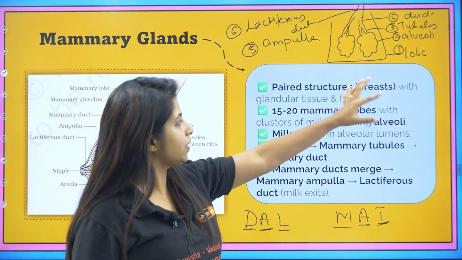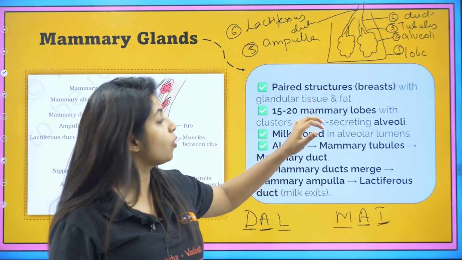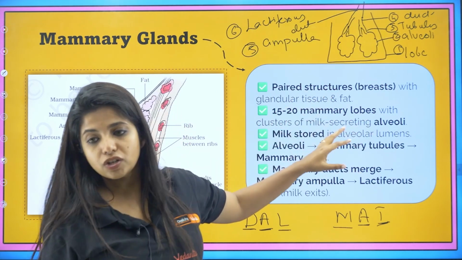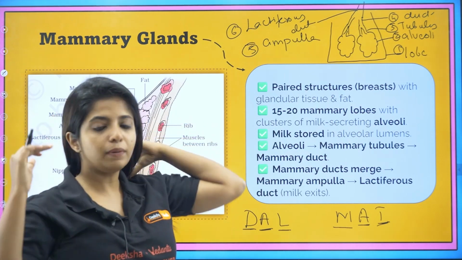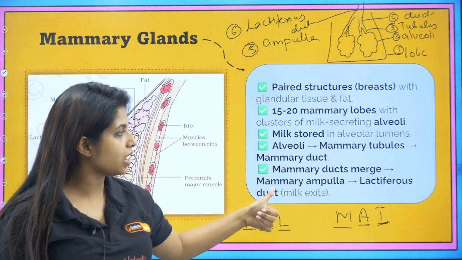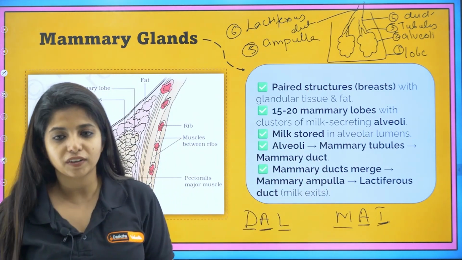So the breasts are a paired structure. They are formed of glandular tissue, made of glands, and also fat. 15 to 20 mammary lobes are there, made up of clusters of milk-secreting alveoli. The milk is stored in the alveolar lumen. The alveoli open into tubules, tubules into ducts, and the ducts merge to form the ampulla and then later form the lactiferous ducts.